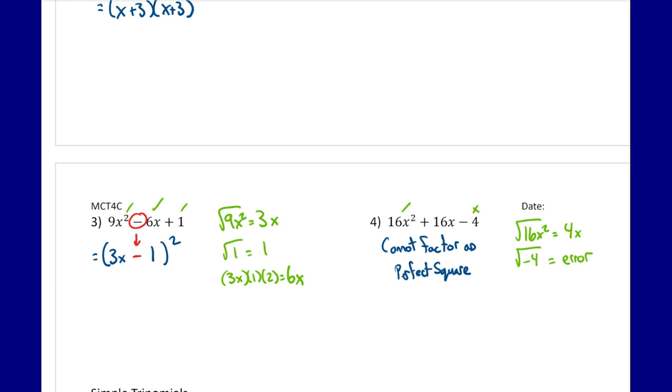In this case, we could work through it and factor it with common factoring because we should see, well, there is a common factor of 4. So I can take out a common factor of 4. I get 4x squared plus 4x minus 1. And I can't factor that any further. So I could common factor this, but I couldn't factor it as a perfect square because of that last term not being a perfect square.